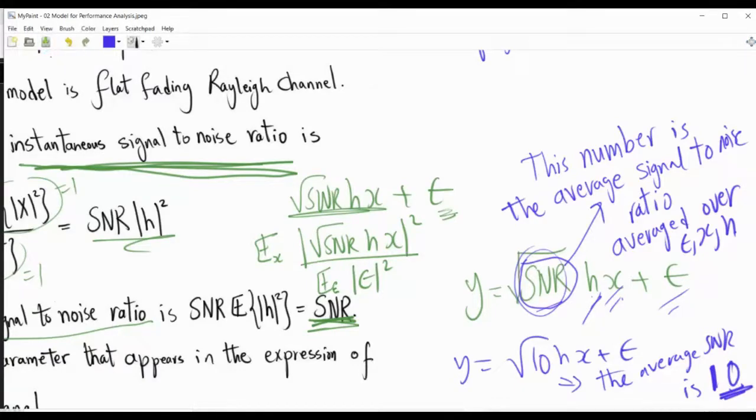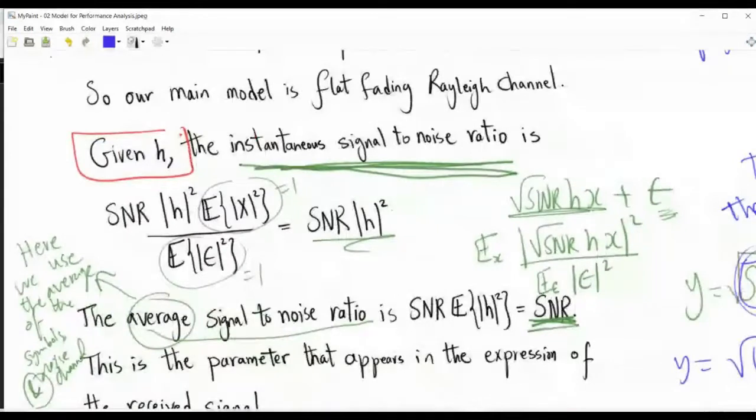In a previous course, perhaps you had this signal to noise ratio, like signal power over noise power. Now we have a new player, which is the channel. You can treat the channel as constant, and in that case, you get the concept of an instantaneous signal to noise ratio, or the signal to noise ratio given the channel. Or you say, I will also take the average over the channel. So you take the expectation of the magnitude of h squared, and this will give you the average signal to noise ratio.